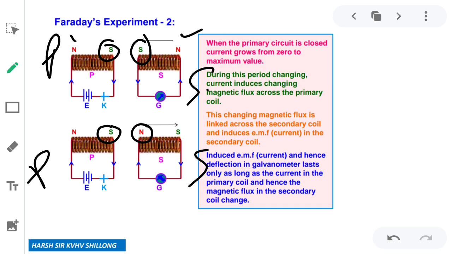There is a relative motion, there is a change in flux. Again, there is an induction of current. But the direction is opposite as per the relative motion. If it's moving towards, the same polarity is there. If it's moving away, the opposite polarity is induced or formed.